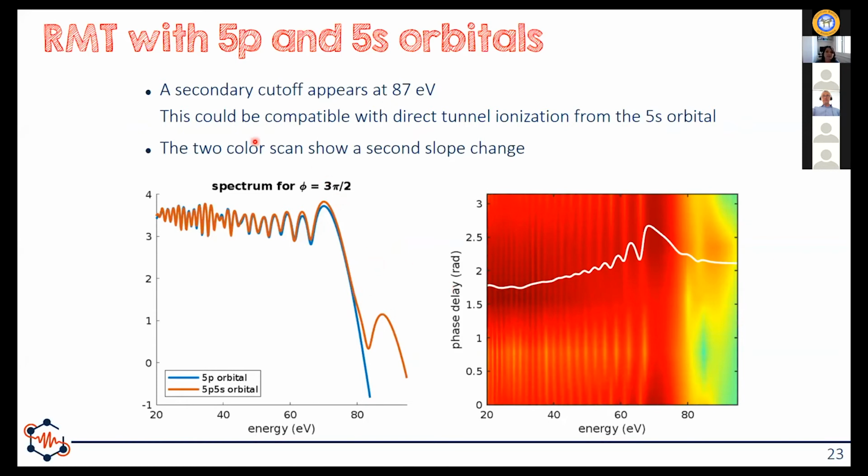So this is the spectrum and you have the 2 cutoffs, and then you can see the 2-color scan, and here you can see a change of the slope beyond the cutoff, which is something that we also see in the experiment. So this was already really good news for us because we start understanding. It's more complex, but it starts to somehow sort out.